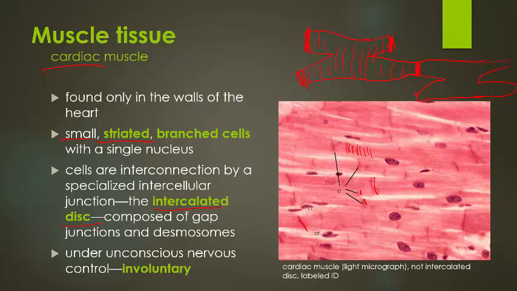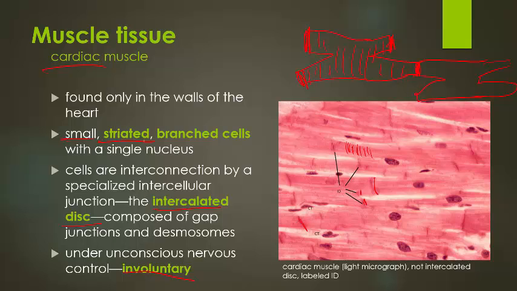So the gap junctions there at the intercalated discs allow the signal to contract to spread easily from cell to cell. And because they're so branched and interconnecting, the whole heart will contract in a very uniform, rhythmic way. And like smooth muscle, cardiac muscle is involuntary. So we think of cardiac muscle as then being an involuntary, striated muscle tissue.